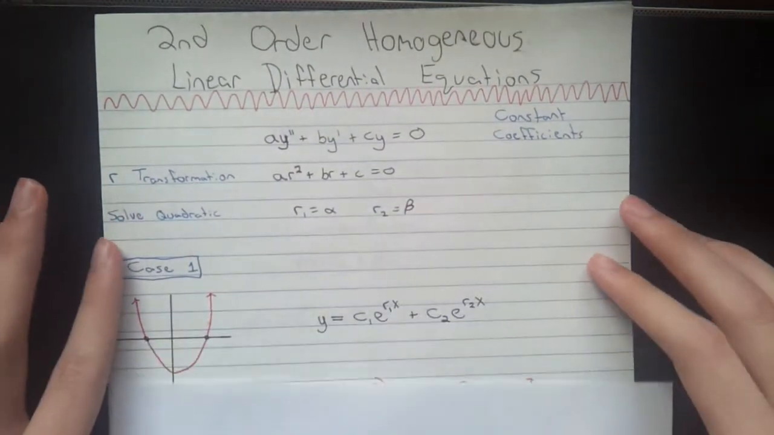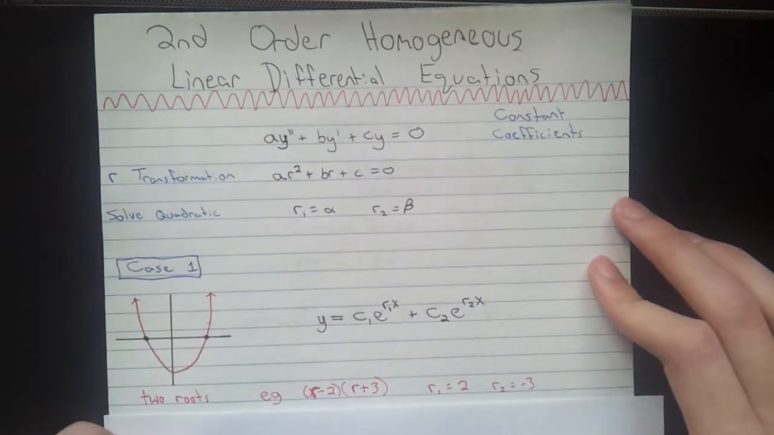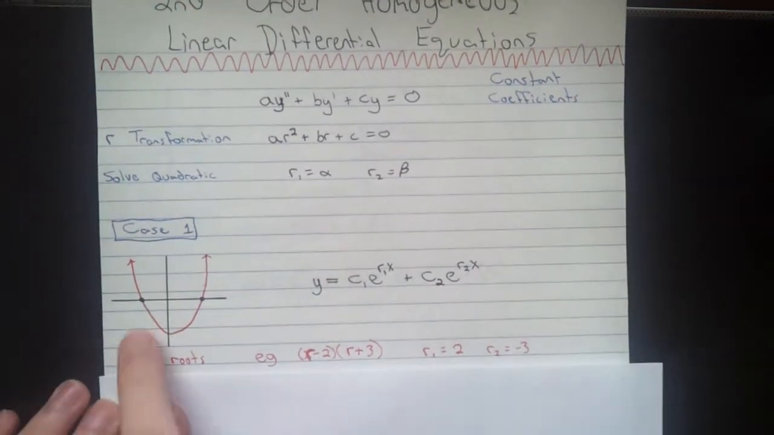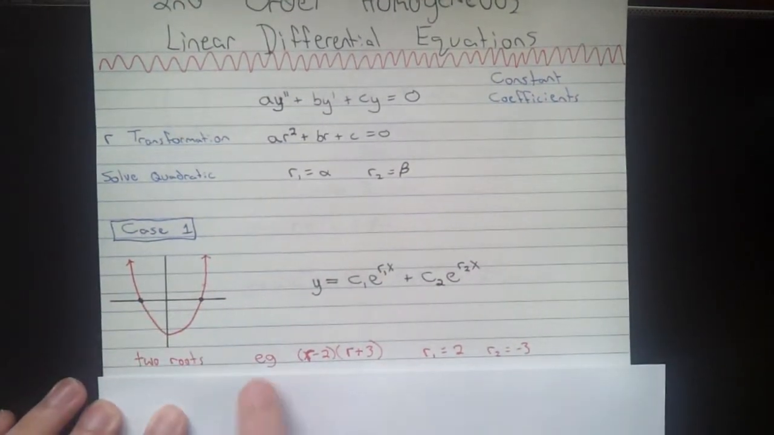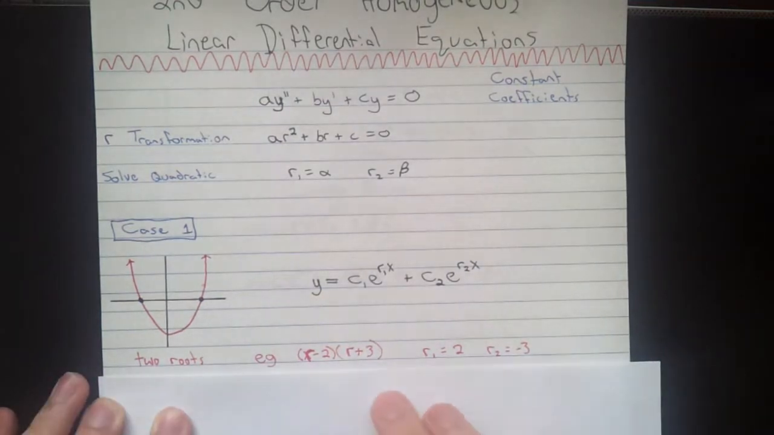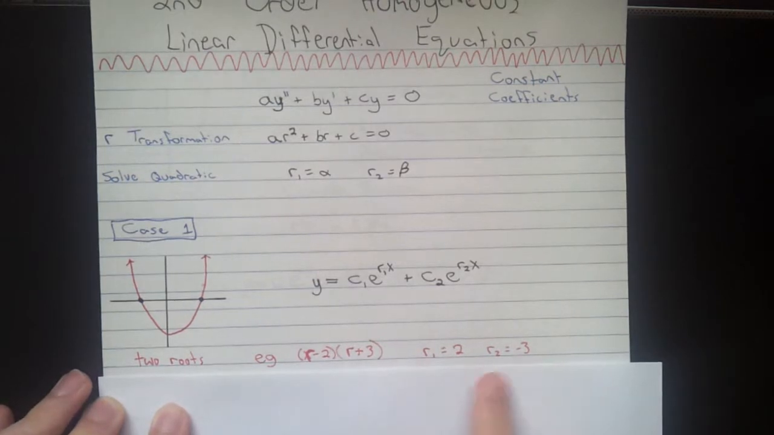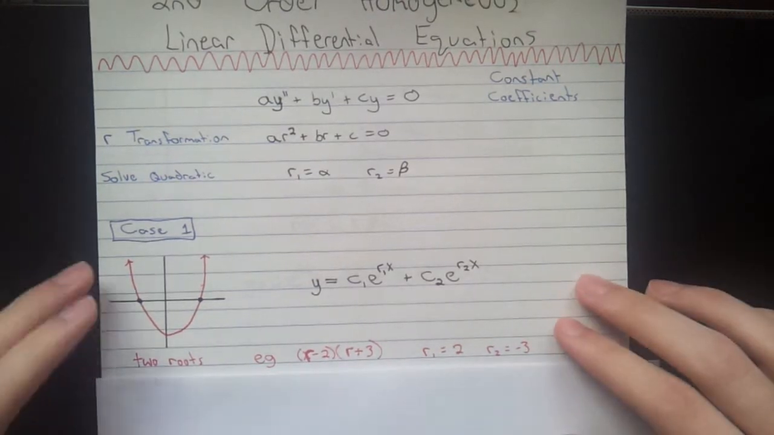So in case 1, we have 2 roots. The graph will look something like that. You'll get the example here, r minus 2 times r plus 3. You'll have r1 equals 2, r2 equals negative 3. So the solution to these looks like this. You can just jump right to it. It's y equals c1 e to the r1x plus c2 e to the r2x. It doesn't matter which is r1 and r2, it's the same thing.